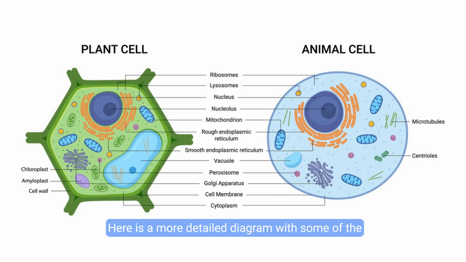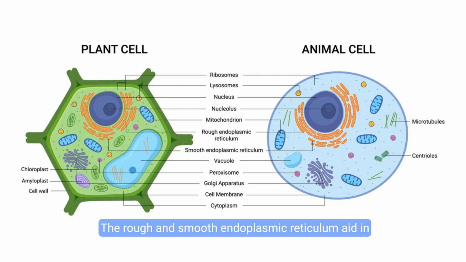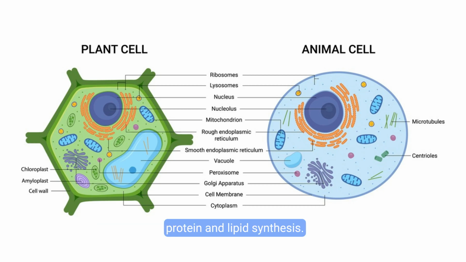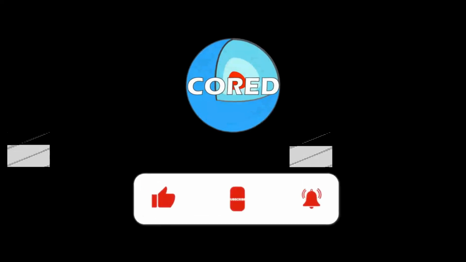Here is a more detailed diagram with some of the cell parts we have looked at in this video. Looking at other parts briefly. In both cells, the mitochondria produce energy. The rough and smooth endoplasmic reticulum aid in protein and lipid synthesis. The Golgi apparatus packages and transports materials. In plant cells, amyloplasts store starch, while animal cells have centrioles for cell division and microtubules for structural support. Peroxisomes handle waste breakdown.